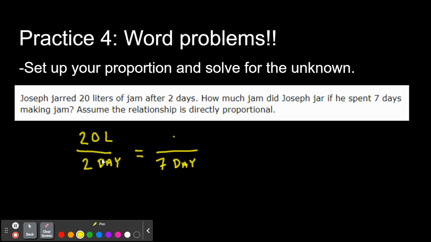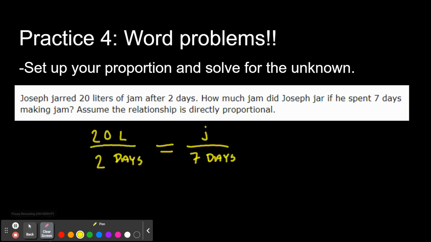All right, so we need to figure out how many liters, excuse me, that's liters. No, I didn't want to clear the whole thing. Okay, I'm back. I rewrote it. I'm going to leave it J. How much jam did he jar? I like J better than using L. You can use whatever you want. You can use X, Y, Z.